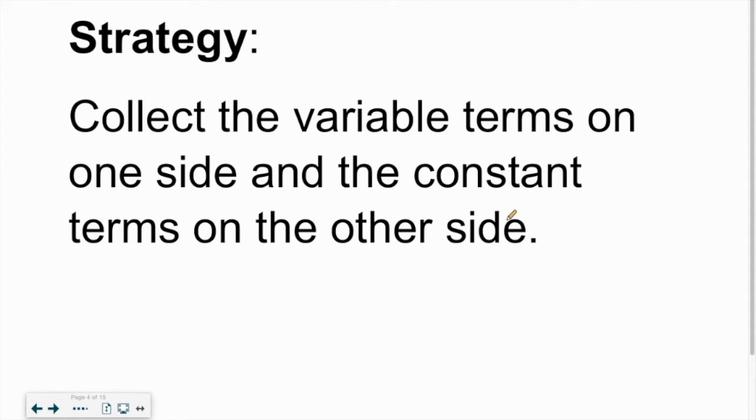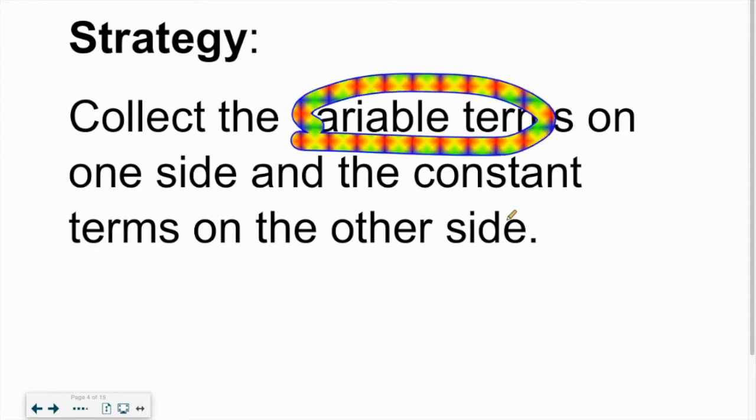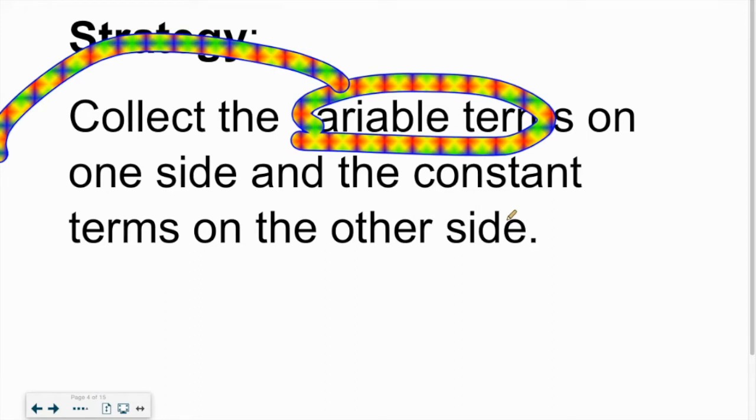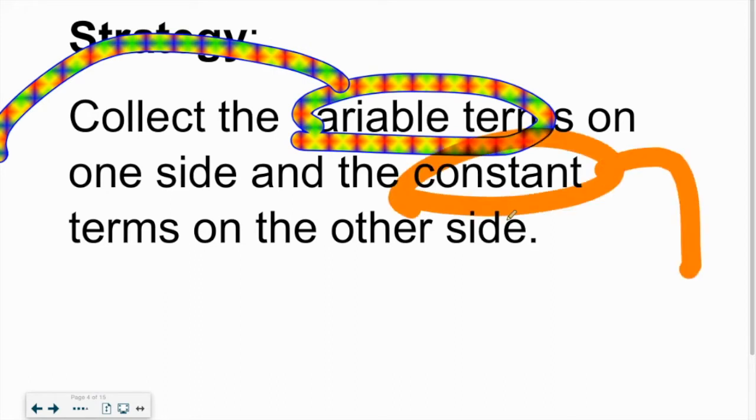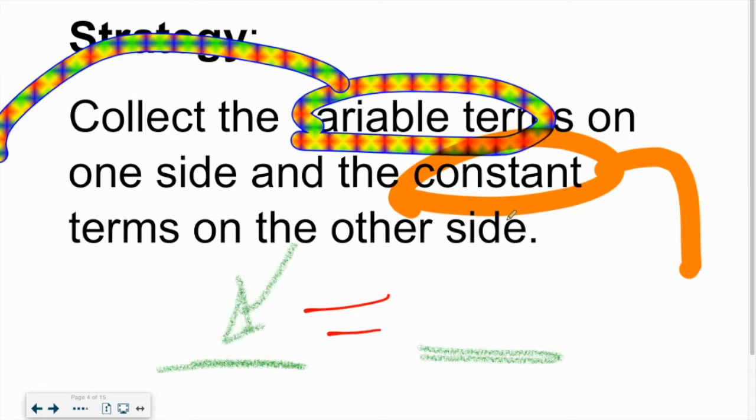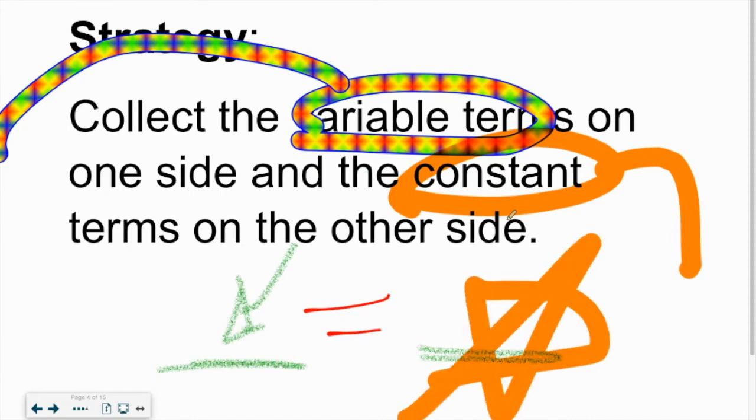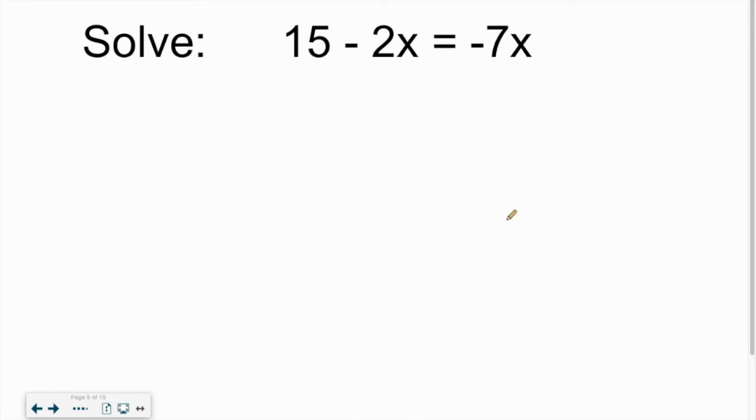Our goal then is going to be to collect all the variables and put them on one side, and the constants, the plain numbers, on the other side of an equal sign. Now it doesn't matter which side you put the variables on, just get them all to one side, and then put all of the constants on the other side. That's our goal. Then we'll end up having a one-step equation. Let's take a look at it here.